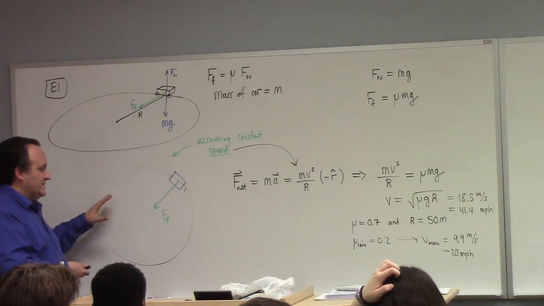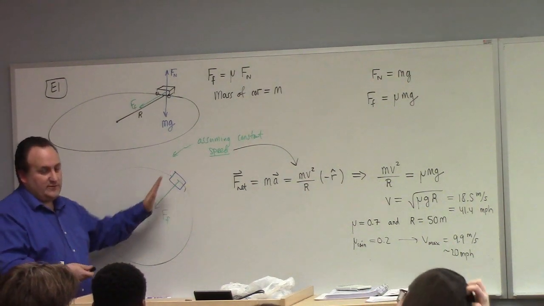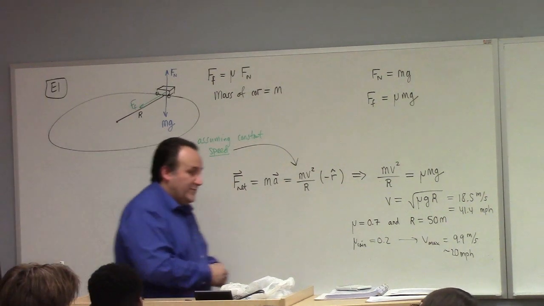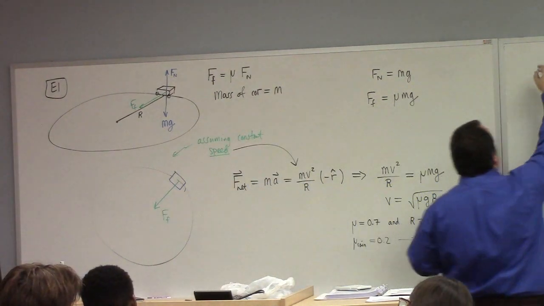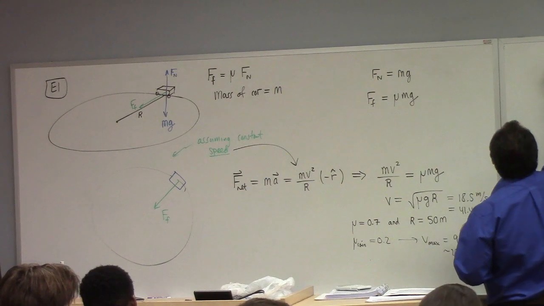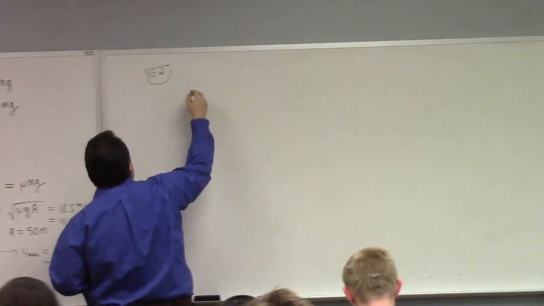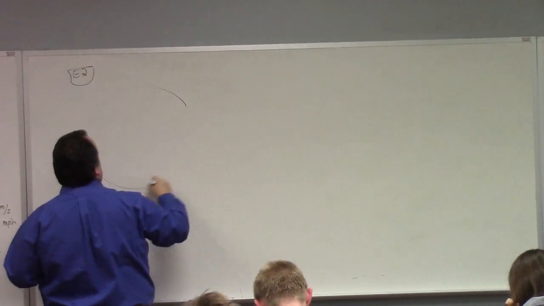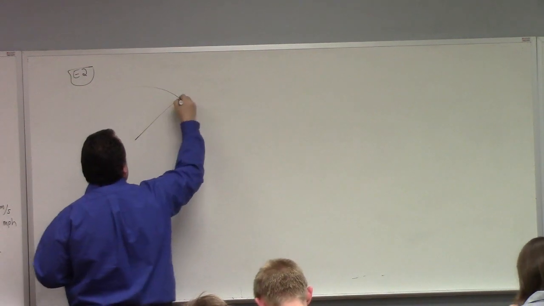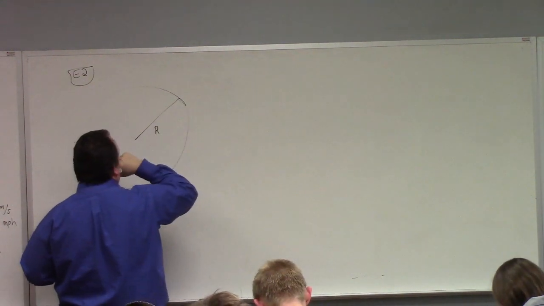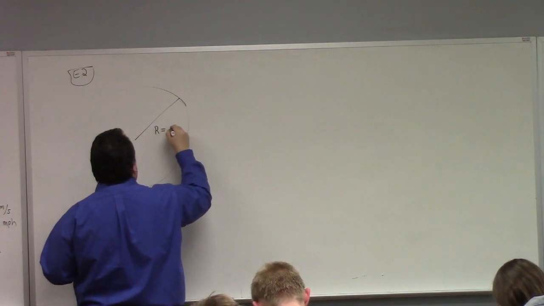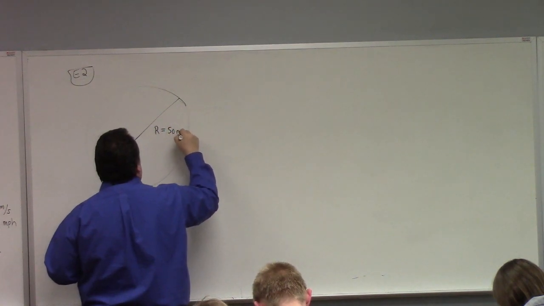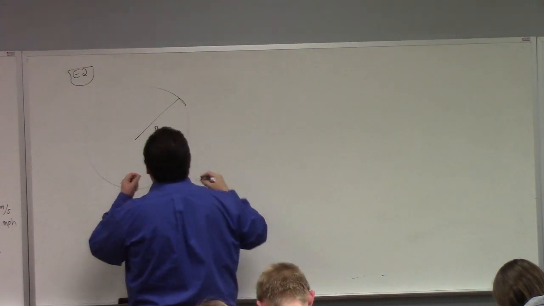Now, I'm assuming through this whole derivation that we have constant speed, right? Constant speed means that the acceleration is pointing directly towards the center of the circular motion. If we don't have constant speed, so example 2, you could have something like this. Again, motion around a circle, radius is r, and we'll keep it at 50 meters, just like the last calculation we did.